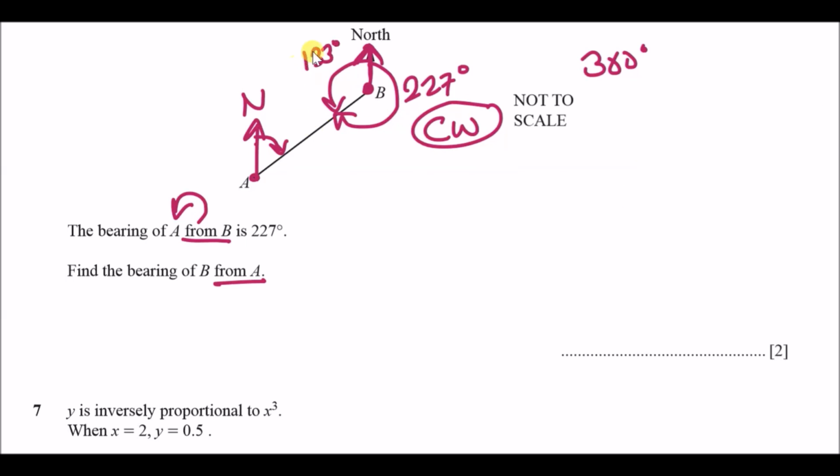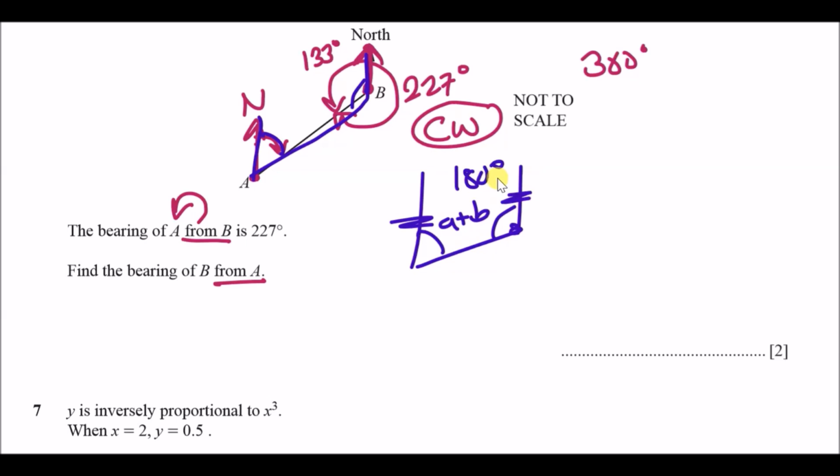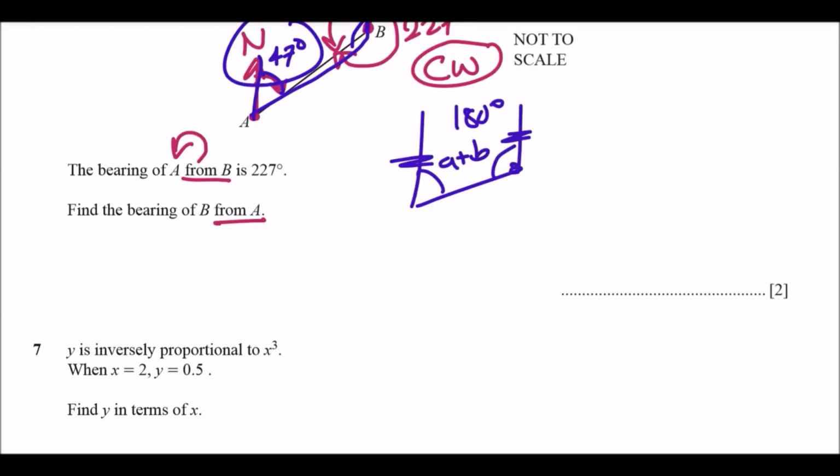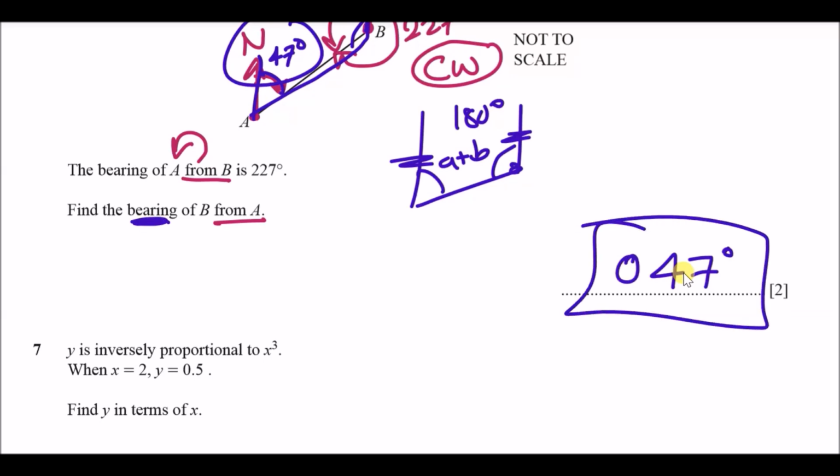And therefore, if this is 133, we can realize that these two angles sum up to make 180 degrees. This is a type of allied angles, okay, in this format. It's always two parallel lines, let's say A and B, and these sum up to make 180 degrees. So we can subtract 133 from 180 to get 47 degrees. And therefore, the answer is going to be 47 degrees. And by the way, because you're working a bearing, it has to be 3 digits. So it'll be 047. Okay?